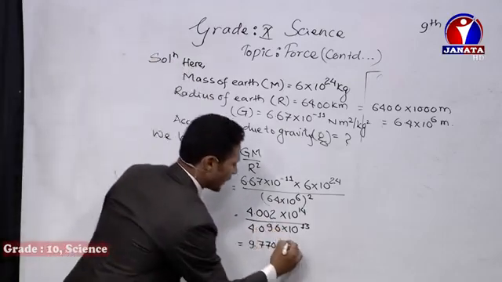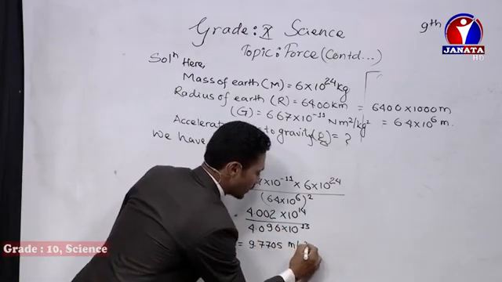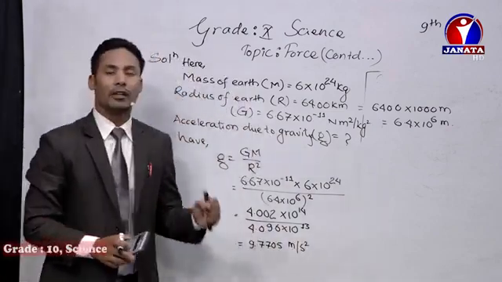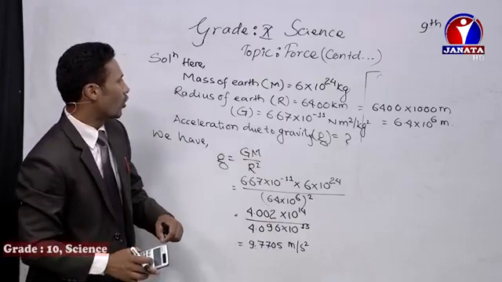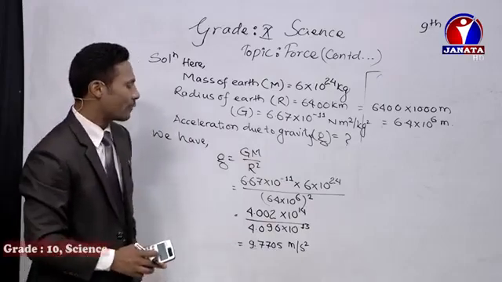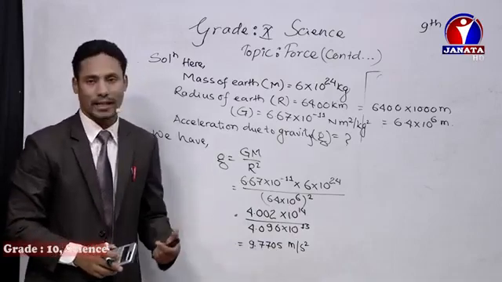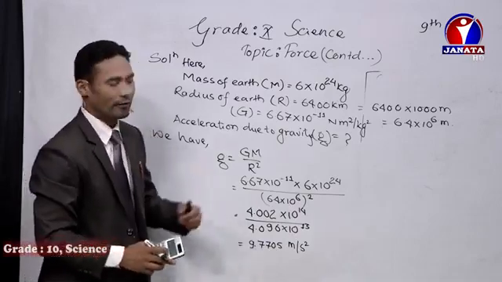So the unit must be the meter per second square. So lastly, you can write down the conclusion for this one. Therefore, the acceleration due to gravity of the Earth is 9.7705 in meter per second square. So lastly, you can write down this one.